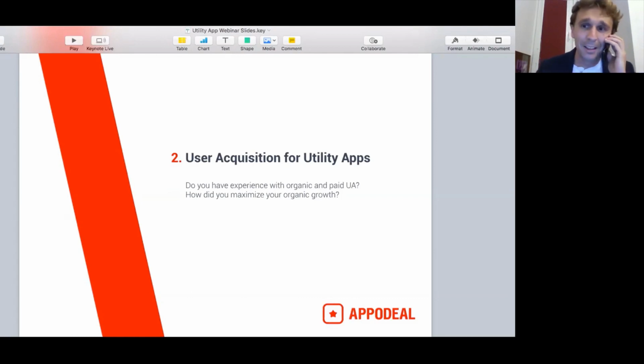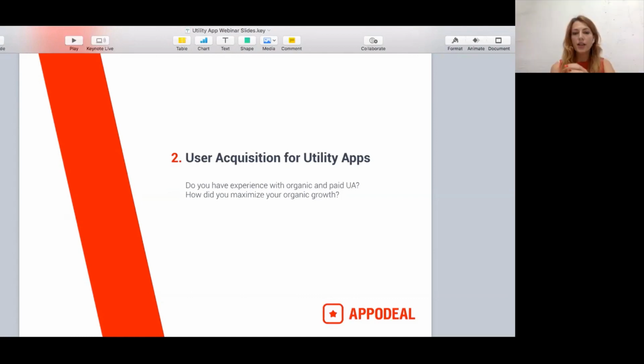Sorry to interrupt, but that is more towards monetization. But what about the user acquisition? How did you acquire all of these users, specifically in Poland? Okay. Are you going door to door selling it, or?